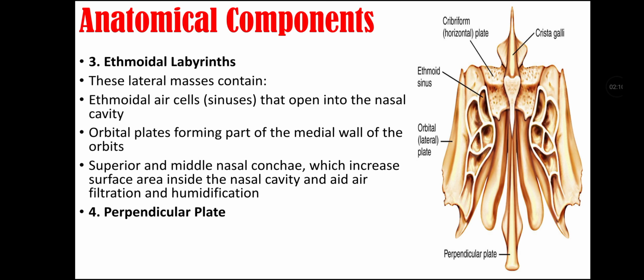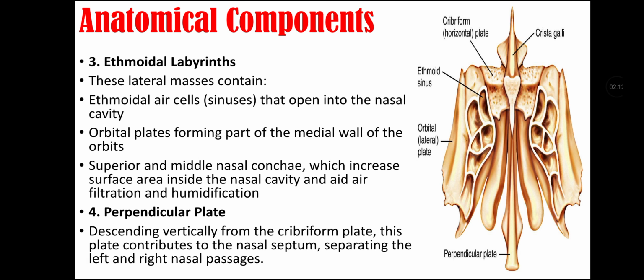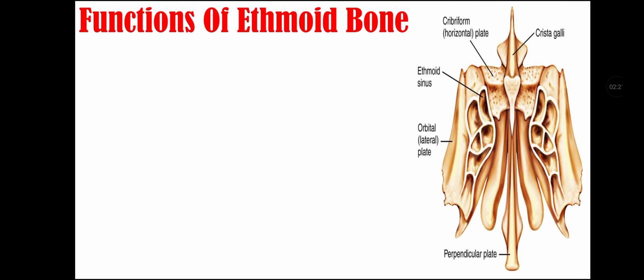Next part is the perpendicular plate. As you can see here in the diagram, it descends vertically from the cribriform plate. This plate contributes to the nasal septum, separating the left and right nasal passages.